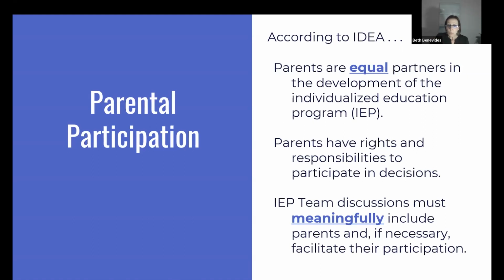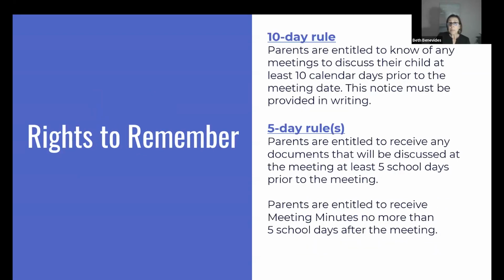I'm going to go over a couple rules that are going to be really important for you to know, namely the 10-day rule. Parents are entitled to know of all IEP meetings to discuss their children at least 10 calendar days prior to the meeting date. And notice is provided in writing. It has to be provided in writing. This is a procedural safeguard. A lot of times teams will say, oh, let's have an IEP meeting next week, or let's get together. It's within the 10-day notice. You won't have 10 days, and we'll just need you to waive that.